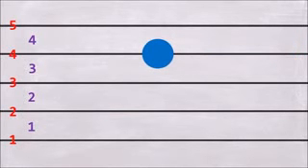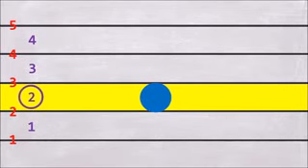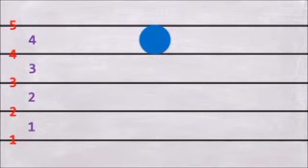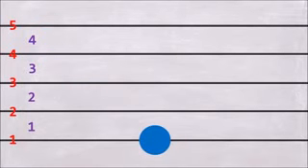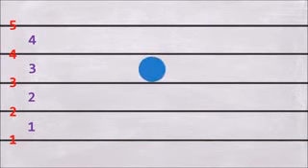Here's another note. Where is this note? On a line, and specifically line number 4. How about this one? In a space. Space number 2. How about this note? Right, that's in space number 4. Here's a note. Line number 1. Here's another note. Space number 3.